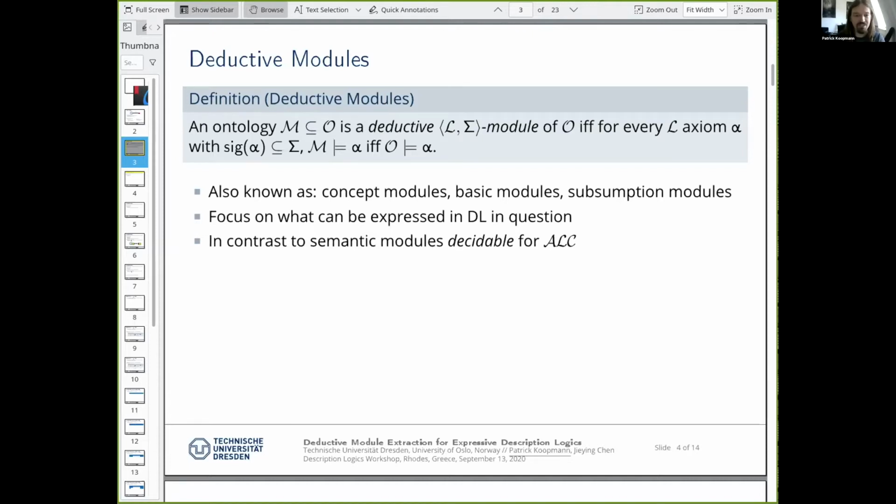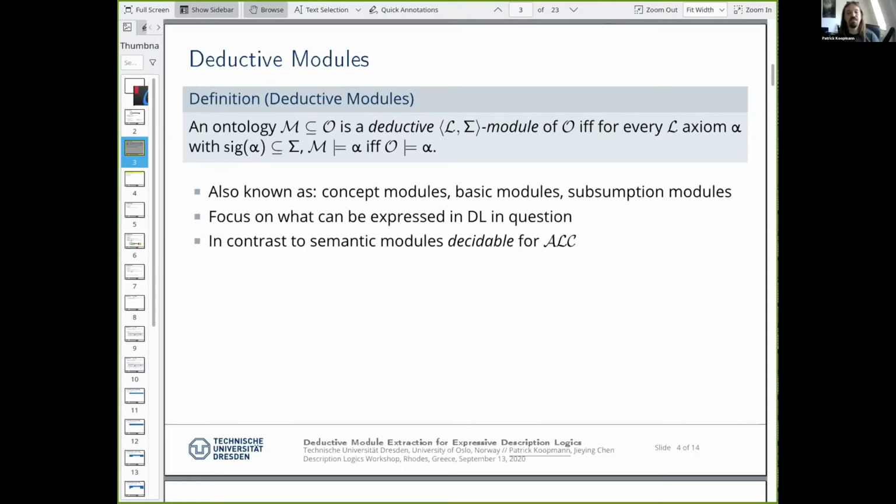So in the literature, you can find also other notions describing the same thing. So what I found was concept modules, basic modules, and subsumption modules. If you've heard about those, then this is probably what I'm talking about here. And the main difference to other notions of modules is that we focus on what can be expressed in the description logic in question. So if we're interested in other things such as query answering, then this is probably not the right notion. But focusing in this sense has advantages.